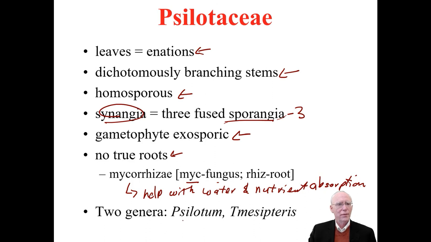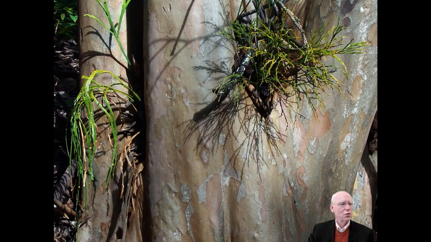There are two genera in the Psilotaceae, Psilotum and Tmesipteris. The T is silent in this case. It's there, but you don't pronounce it, so you pronounce it as if it begins with an N, Mesipteris. And here they are. Here are two species of Psilotum. There are only two species. This is the most common one, the one that we'll see in lab, Psilotum nudum. And over here, you can see that the stems are a little more flattened. This is Psilotum complanatum.